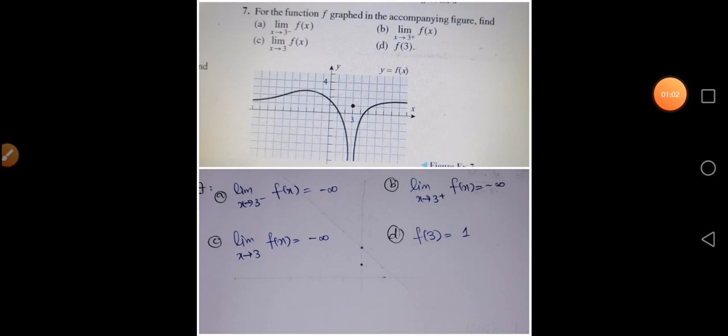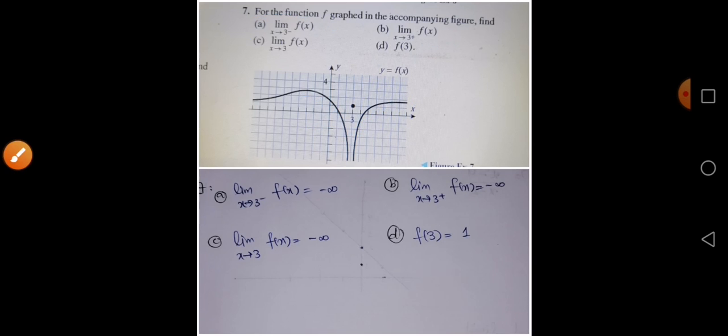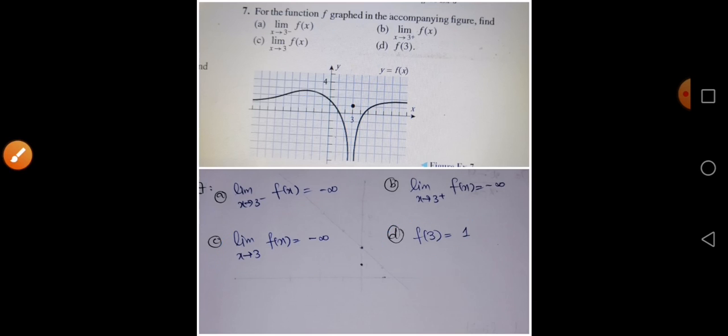Here we have question number 7. We have to find the limit as x approaches 3 from the left-hand side. You can see that the graph is getting the value negative infinity. For x approaching 3 from the right-hand side, again it is getting the value negative infinity. That's why the two-sided limit exists and it is equal to negative infinity. For the functional value f(3), we have a dot at point 1, so its functional value is equal to 1.